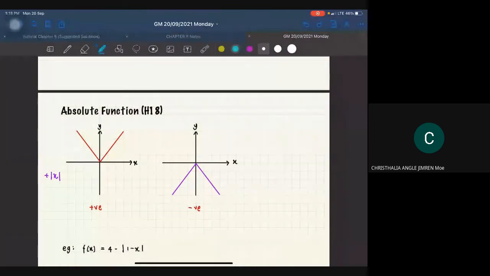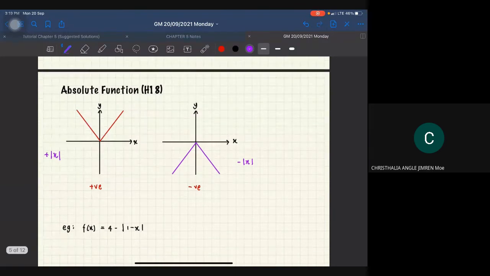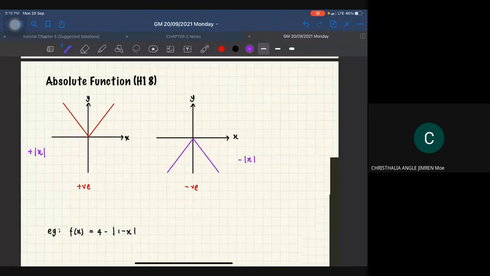Okay, and then untuk yang second one is bila depan modulus tu adalah negatif. Bila dia negatif dia akan jadi masam, bukan senyum, sorry. Tapi bukan masam yang lengkung tu, dia akan jadi masam yang tajam. So that's why kita dapat bentuk macam ni.